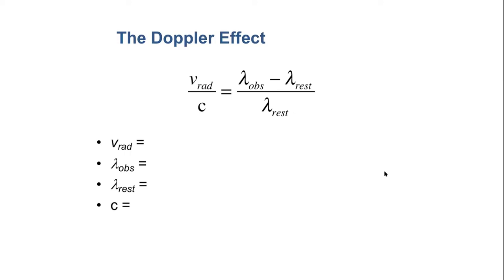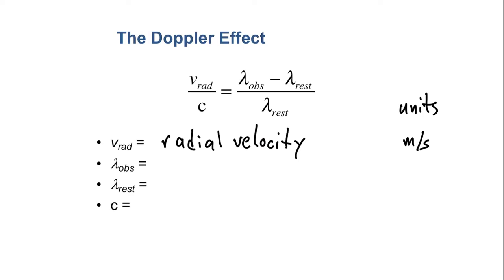V_rad, of course, is the radial velocity. And what we mean by radial velocity as opposed to another velocity is simply that it is the velocity along our line of sight, along the observer's line of sight. So it is only the component of the velocity that's along the line of sight. Let's put some units here. Obviously, velocity is anything that has meters per second or kilometers per second or miles per hour or anything like that. Typically we'll do meters per second, but often you'll see kilometers per second because things tend to be moving fast in space.